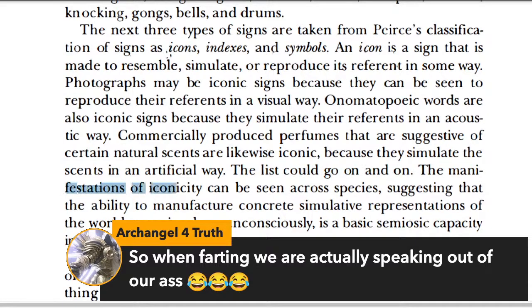The manifestations of iconicity can be seen across species, suggesting that the ability to manufacture concrete, simulative representations of the world, consciously or unconsciously, is a basic semiotic capacity in most, if not all, life forms.